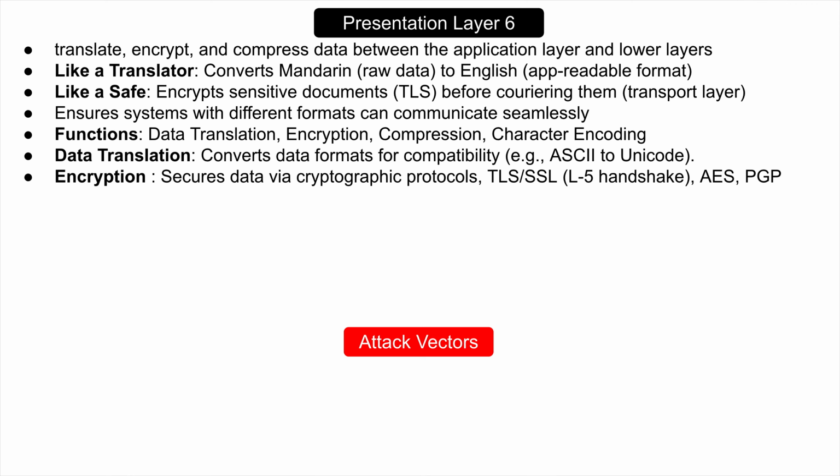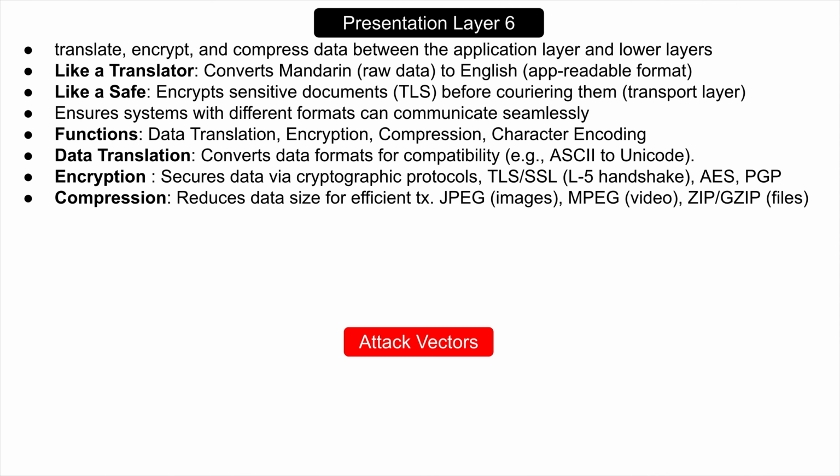And in TLS, that is Transport Layer Security, the initial handshake is done by the session layer, which is layer 5 of the OSI model. In this handshake, the encryption parameters are shared, but the encryption is performed by the presentation layer. And there are other encryption protocols as well, for example, Advanced Encryption Standard or Pretty Good Privacy, PGP.